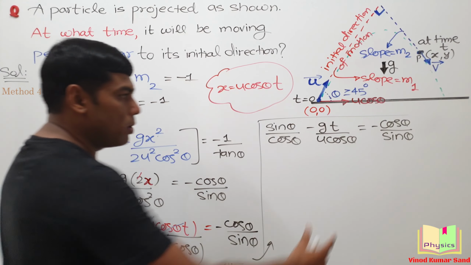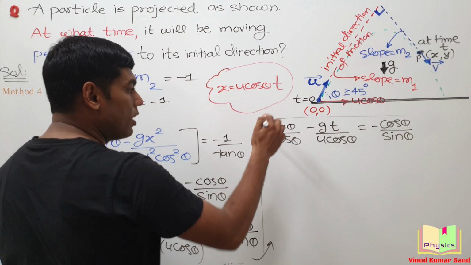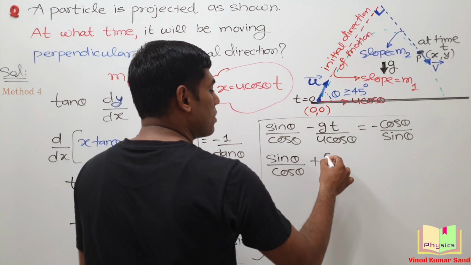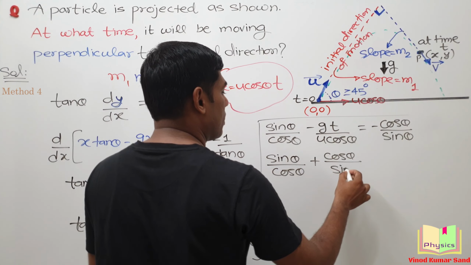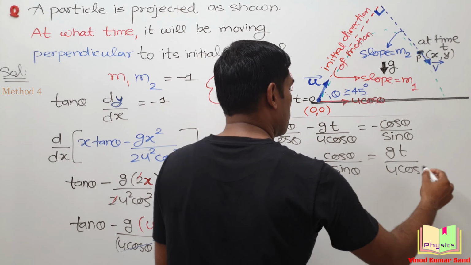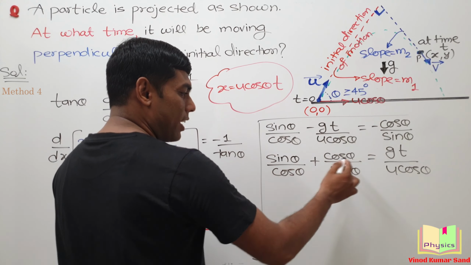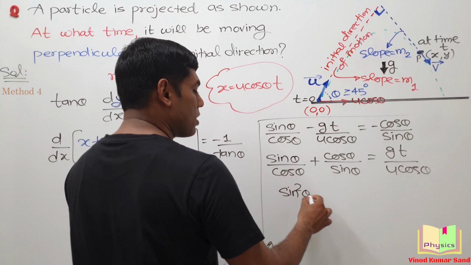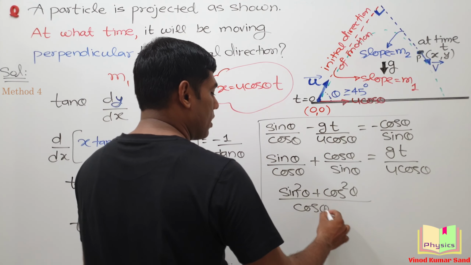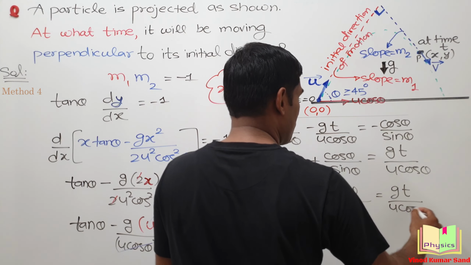Doing a little bit of rearrangement, this term I am shifting to LHS and this one I am shifting to RHS. So it will look like sine theta by cos theta plus cos theta by sine theta is equal to gt by u cos theta. I hope you agree with this. Now simplifying it further, taking the LCM, we are left with sine square theta plus cos square theta divided by cos theta sine theta, equal to gt by u cos theta.